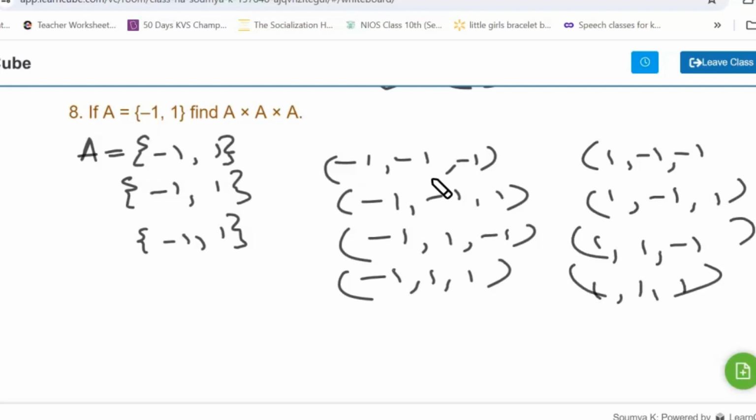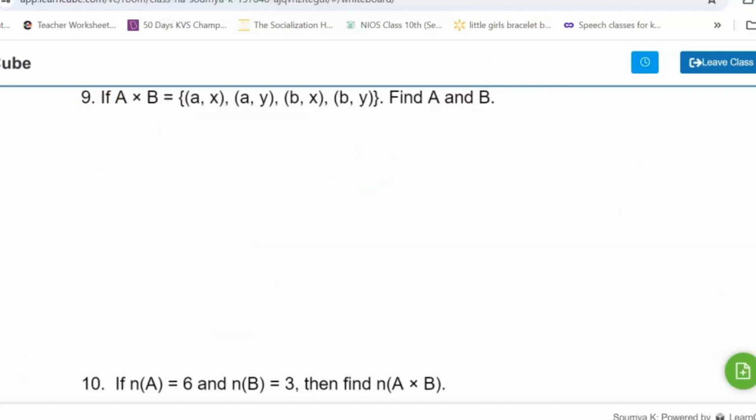So you'll have 8 elements in your result. This is the final result. You have to check all the combinations possible. Since we have 2 elements in each set, 2 into 2 into 2, that is 8 elements we will get in total. Our question is A cross B is equal to this one. It is the ordered pairs are given. You have to find A and B.